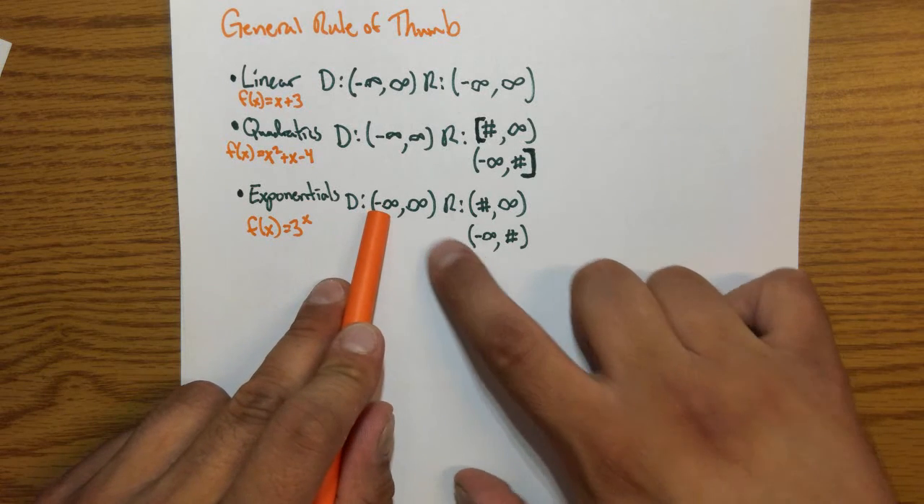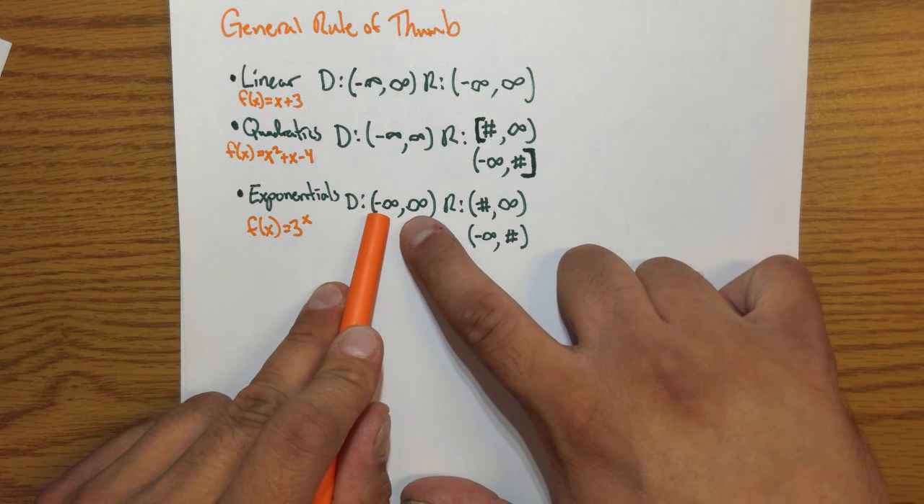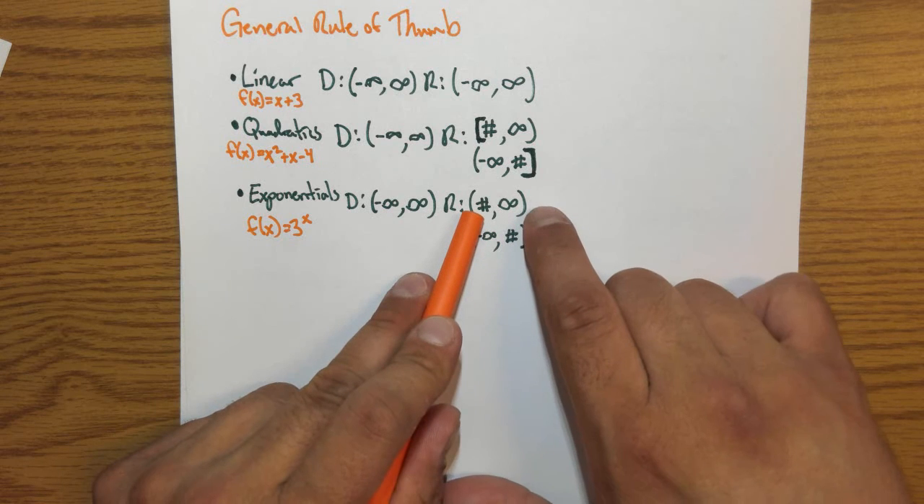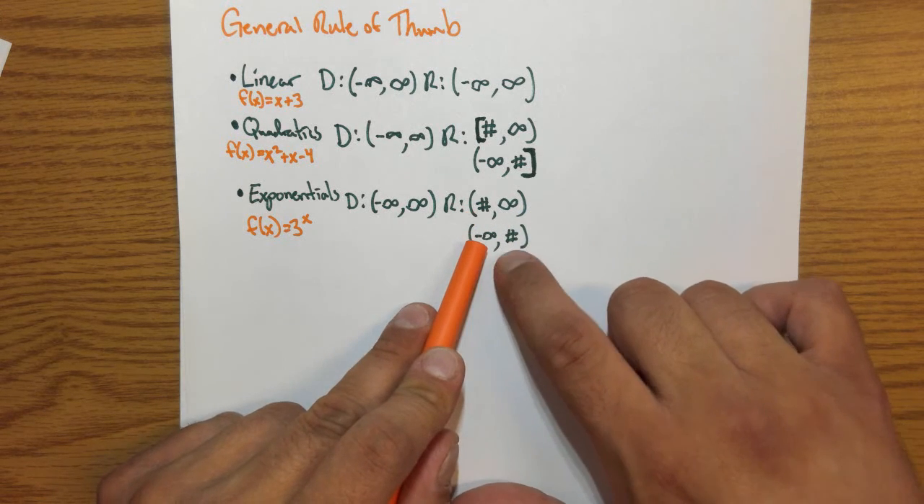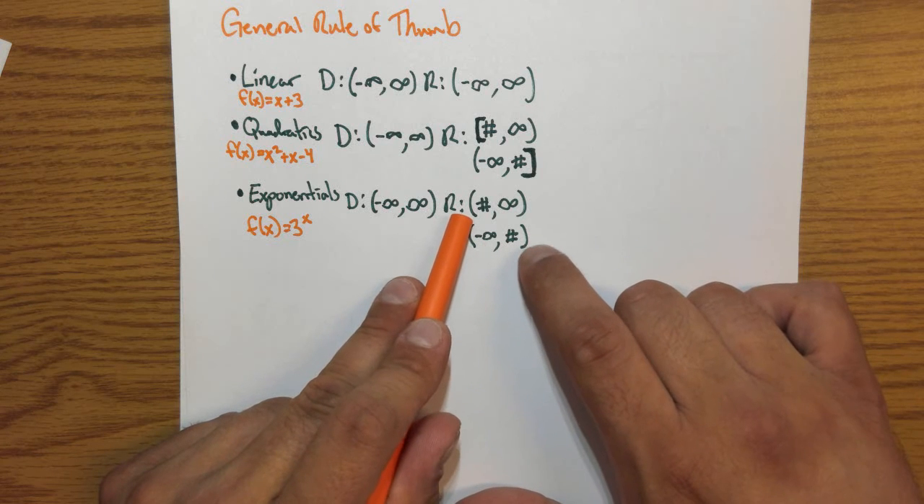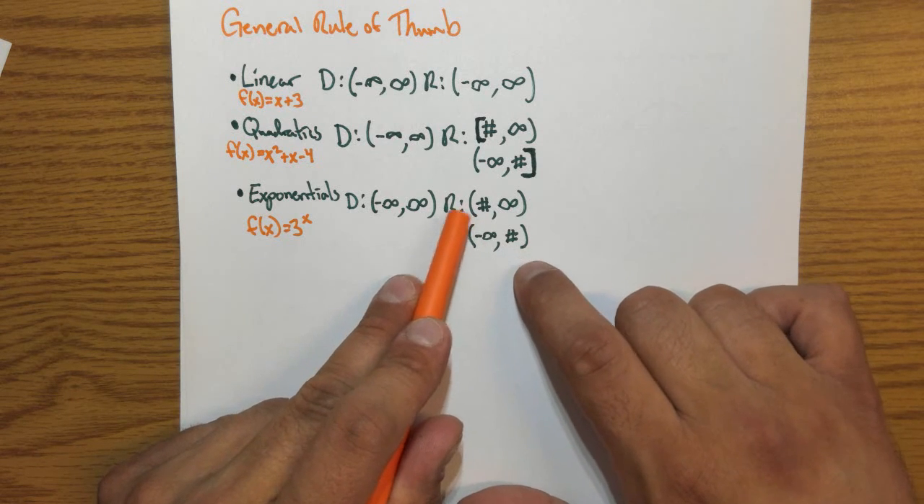Exponentials: the domain generally goes from negative to positive infinity, and the range will go from a number to infinity or from negative infinity to a number, and exponentials don't include that number. So we'll just write it like this.